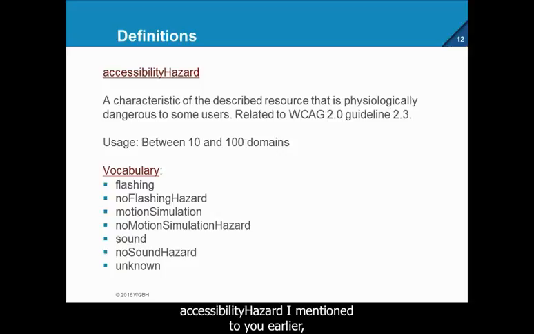Accessibility hazard I mentioned earlier, it's for warning people about physiologically dangerous situations. And currently that's in use in a smaller number of sites, between 10 and 100 domains. And the vocabulary we have is flashing or no flashing, motion simulation or no motion simulation, and sound or no sound hazard. There are certain kinds of sounds that can trigger seizures for some users. And so this isn't meant to say, is there any audio in this document at all? It's meant to be a warning for particular kinds of sounds that may be harmful.